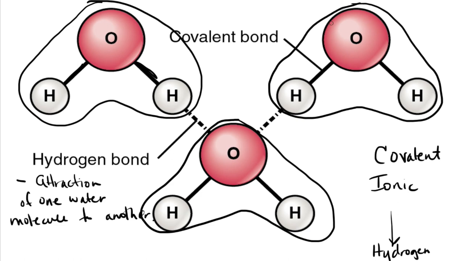But we also said that water molecules are polar covalent, meaning the electrons are not shared equally. So this part of the molecule is partially negative. This part is partially positive. In this molecule, partially negative, partially positive, partially negative, partially positive. What happens is the partially negative part of the water molecule is attracted to the partially positive portion of another water molecule. It's this attraction that is, in fact, the hydrogen bond.